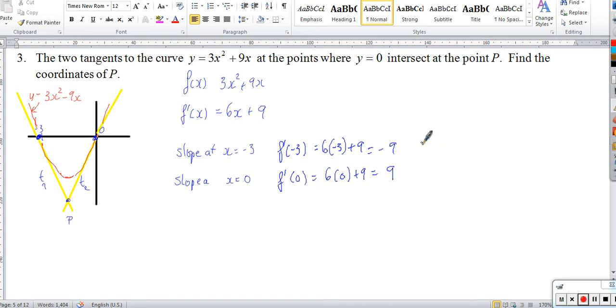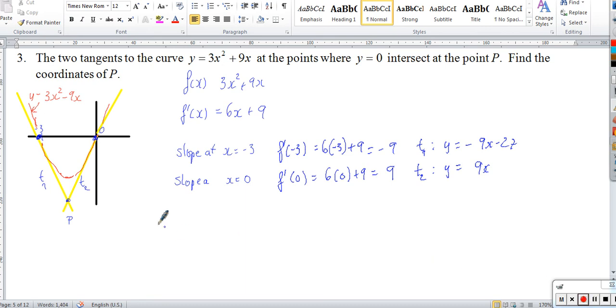I can in fact write down the equation of that tangent. That's going to be y equals -9x minus 27. Please pause the video here for a moment to figure out why I wrote this. And the equation of the second tangent is y equals 9x, much more simply.